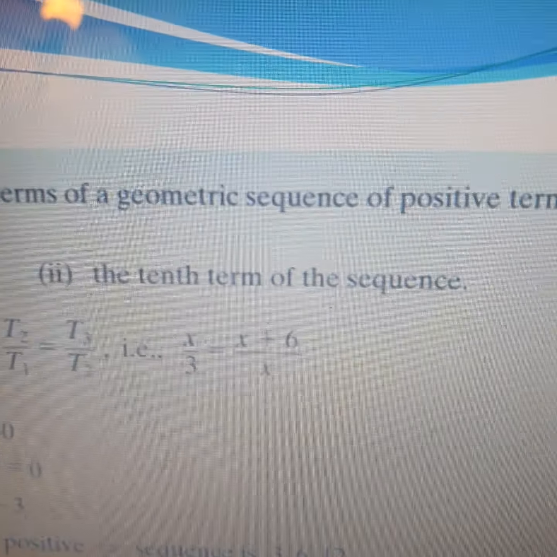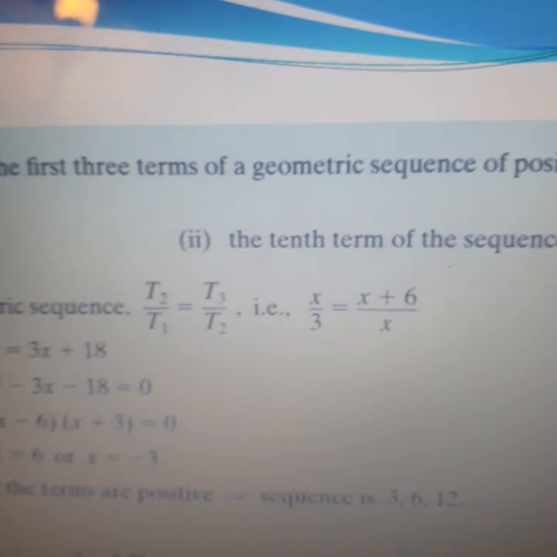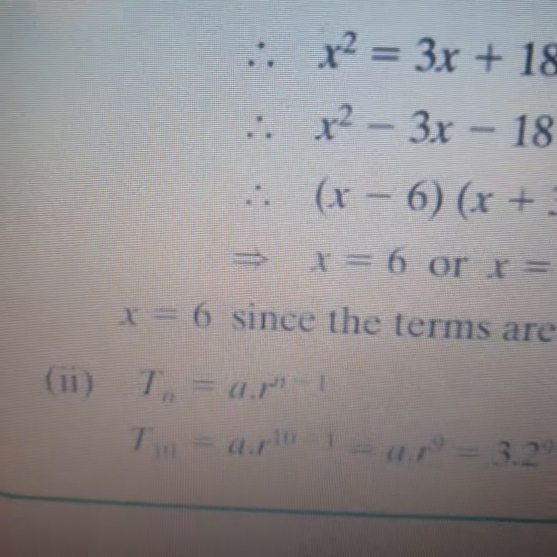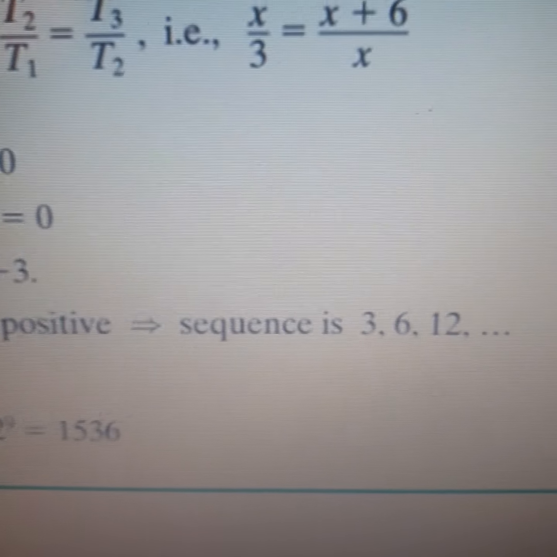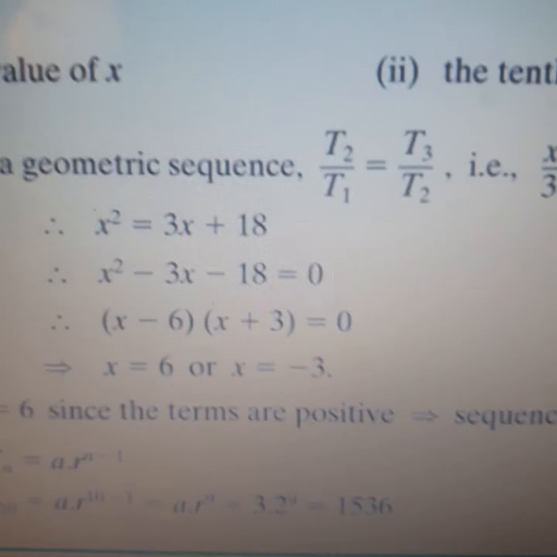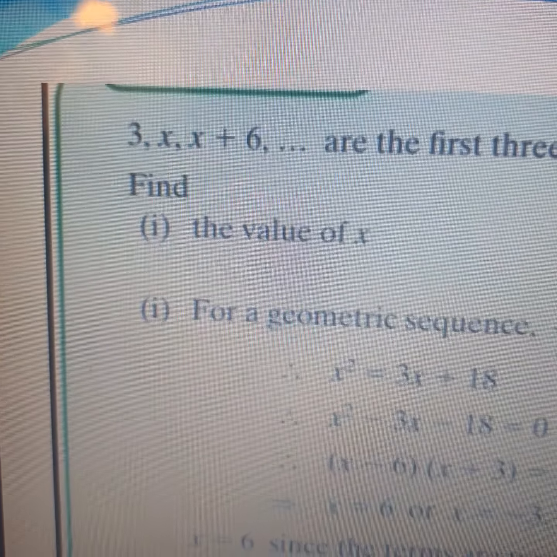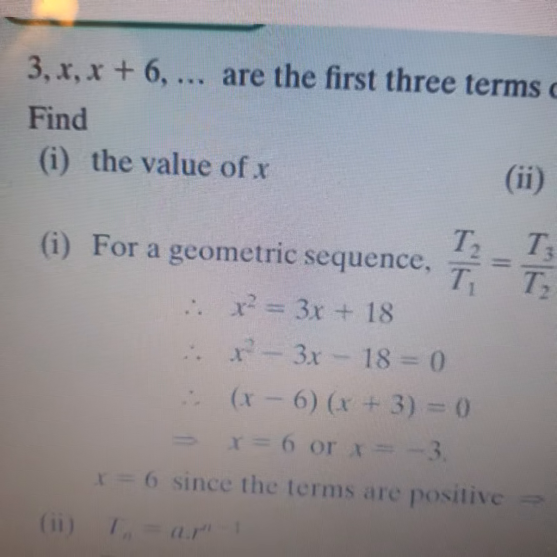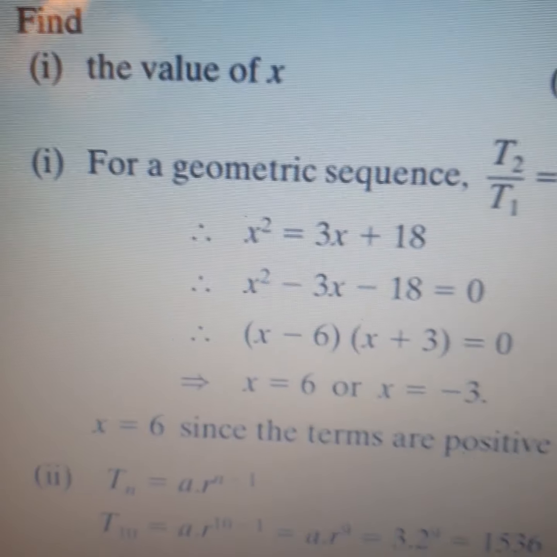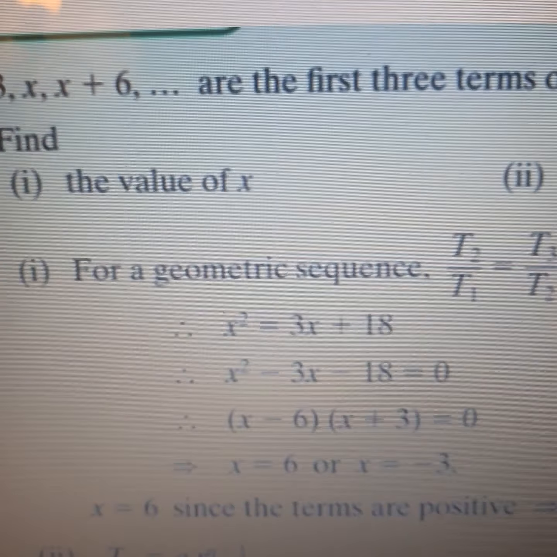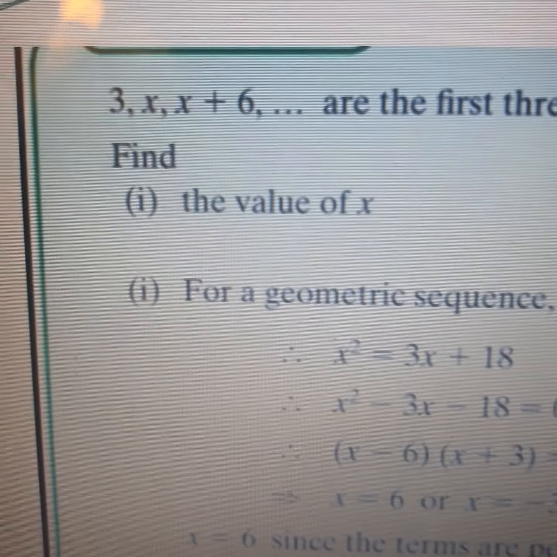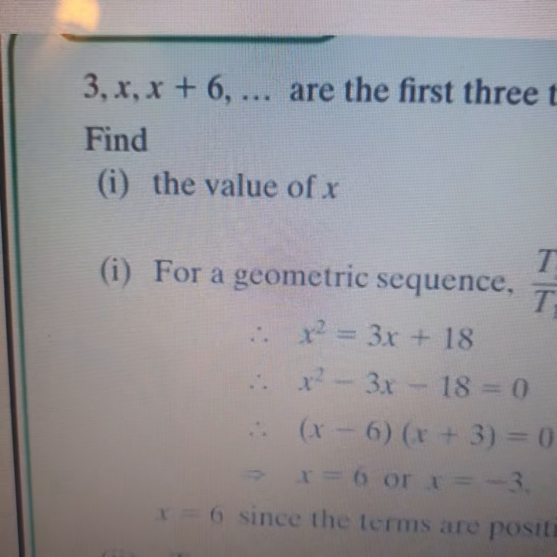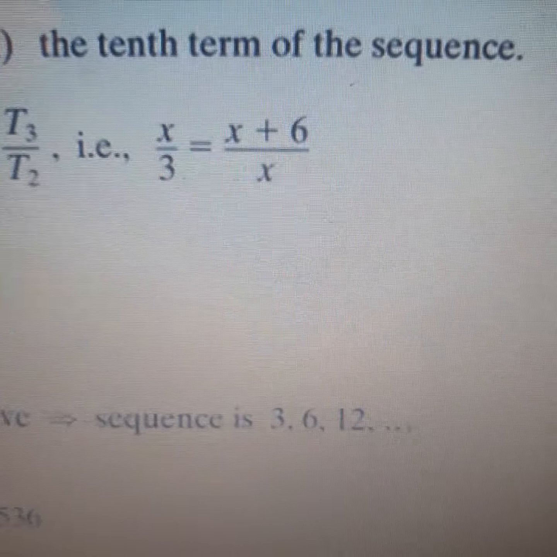Then what does it ask us? Part 2. The 10th term. So find the 10th term of the sequence. So let's work out the general term. So we have Tn, put down a formula first of all, is equal to A R to the power of n minus 1. Now, A is equal to 3, have that. X is equal to 6. So we have 3, 6, 12. So what is happening every time? We're multiplying by 2. So the common ratio here is 2.